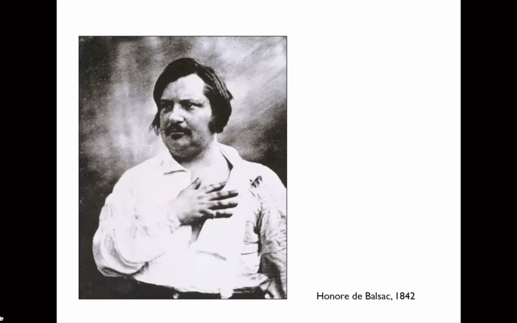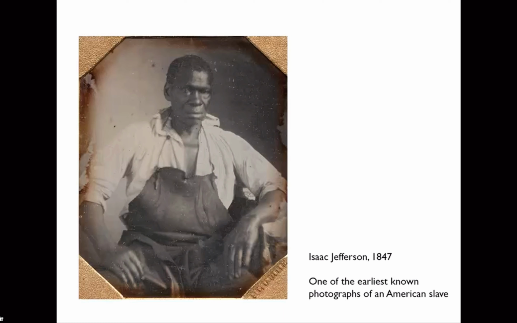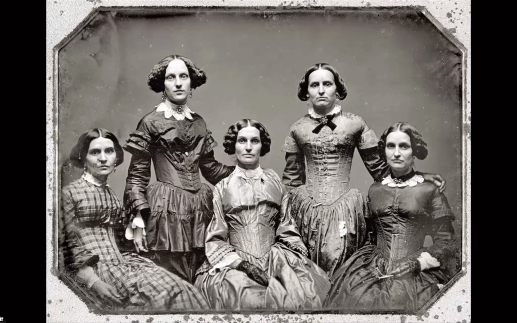Now, I'm going to show you a couple of daguerreotypes. This is Honoré de Balzac, who is a famous French author. This is Isaac Jefferson from 1847, one of the earliest known photographs of an American slave. And this is one of many daguerreotypes made at that time. You can see how incredibly crisp they are. You can see that people were dressed up really well because it was an event to go and have your image taken. It was not something you would do on the fly like we are doing now and have a gazillion photographs taken in a day. It was an event. It was expensive, and you wanted to make sure that you looked the best you could. But it is just a beautiful portrait of these five ladies.